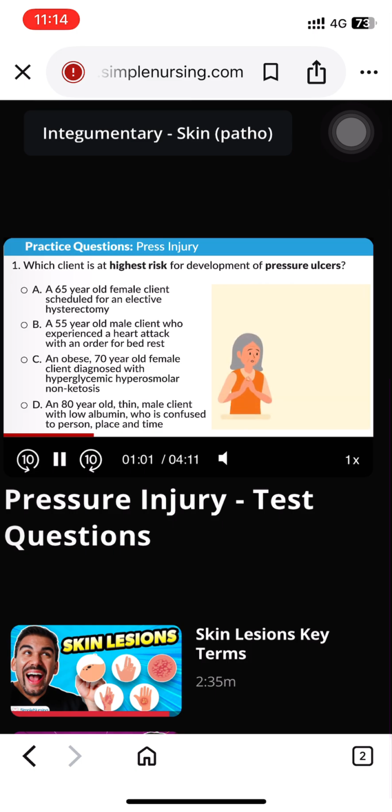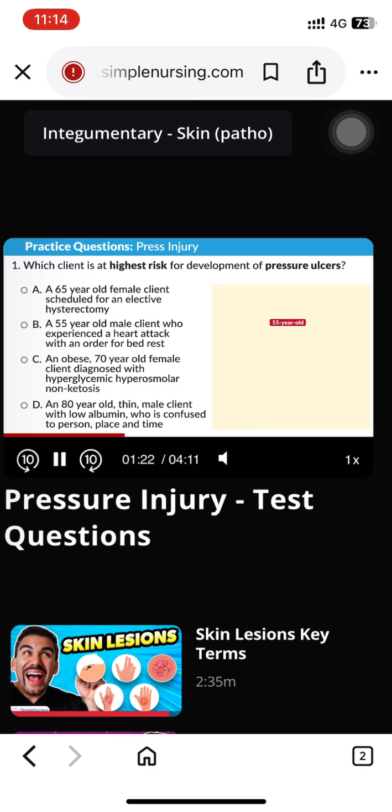Option A, a 65-year-old female client scheduled for an elective hysterectomy. No, this is incorrect. This client has chosen this elective surgery to remove her uterus. It sounds like she's lower risk since she can make her own decisions here. But let's look at the other options.